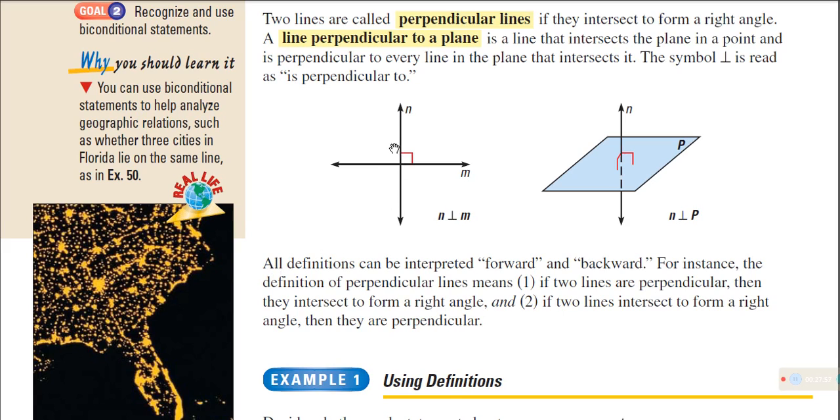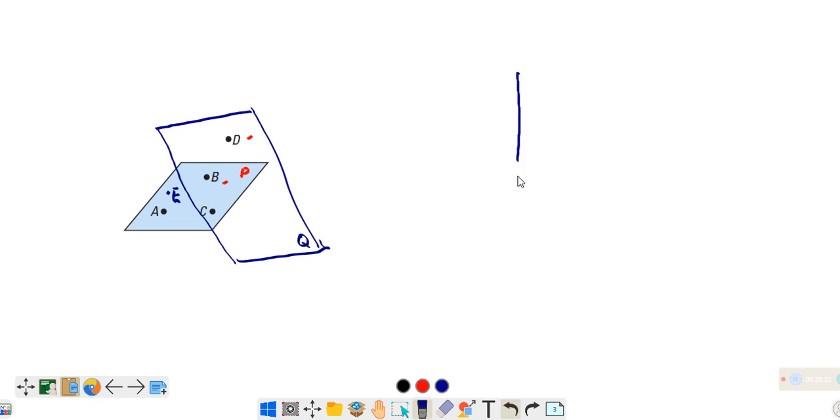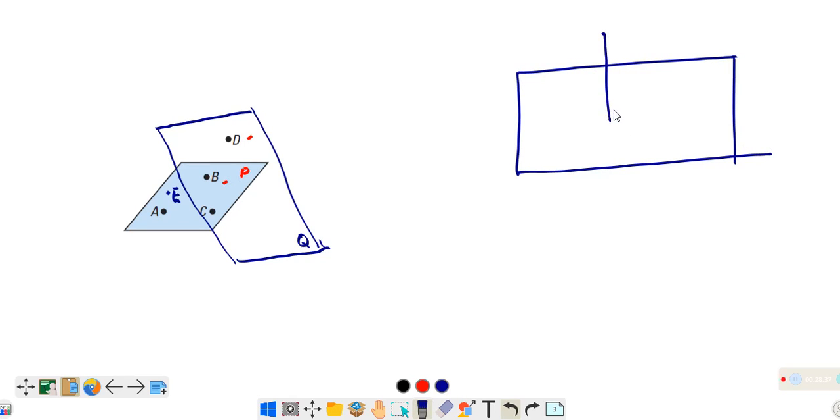So, tingnan natin yun dito. So, we have lines N and M. So, line N is perpendicular to line M. Dito naman, it is perpendicular to line P. So, paano nyo ito i-imagine? Kuha kayo ng stick, tapos itusok nyo sa table nyo. Make sure that your line will form a 90-degree angle with your table kahit saang direction or kahit saang part nyo siya kunan ng measurement.